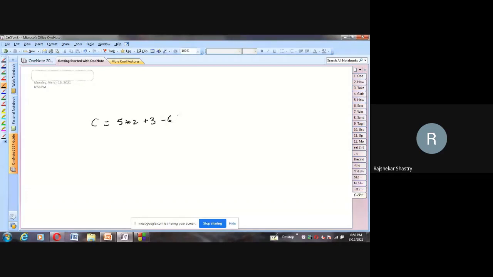Almost all the arithmetic operators are used here, except of course the remainder operator. In this mathematical expression, all are constants, fine. But there are multiple operators: plus, minus, into, as well as division. Now the question is which particular portion of the expression is going to be executed first.